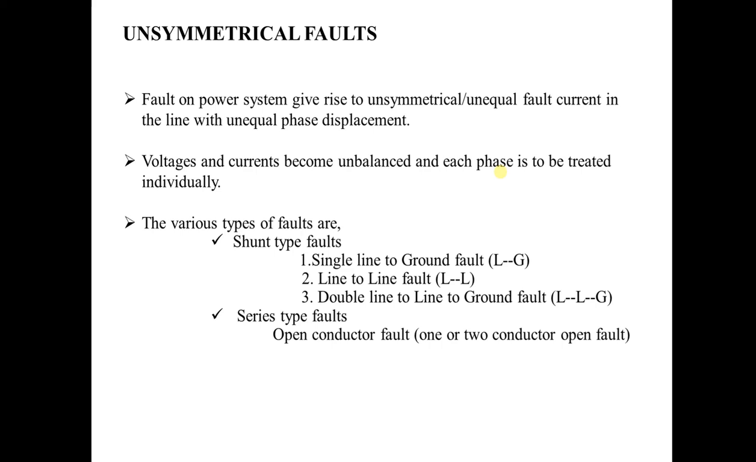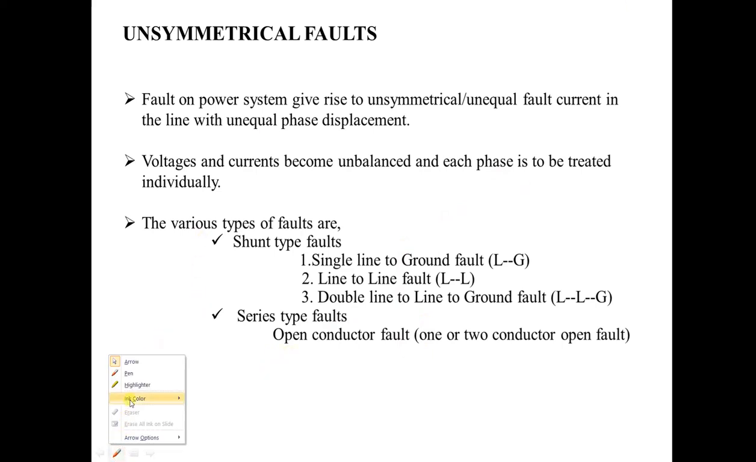A fault on a power system which gives rise to unequal fault currents in the three phases is an unsymmetrical fault. Both voltage and current are unbalanced, and each phase is individually treated. There are various types of fault: one is shunt type fault and the next is series type fault. Under shunt type fault, different types are classified.